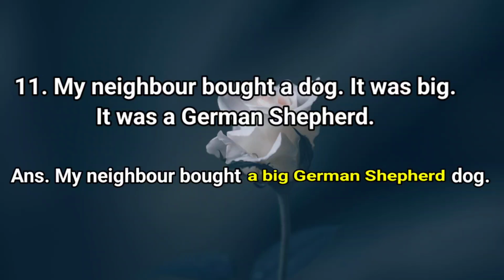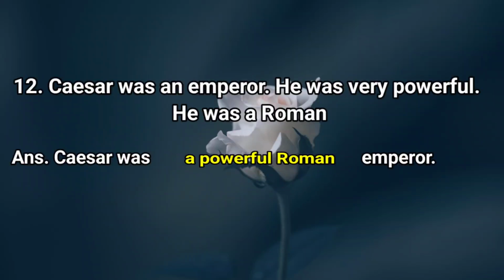My neighbor bought a dog. It was big. It was a German Shepherd. Now you can write it into one sentence by using a noun modifier. My neighbor bought a big German Shepherd dog. Caesar was an emperor. He was very powerful. He was a Roman. You can write this into one sentence as Caesar was a powerful Roman emperor.